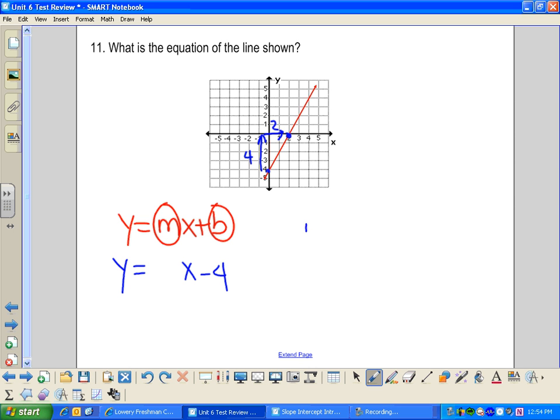So my slope is rise over run, and my rise was 4, and my run was 2. So my slope is 2. So that m value is my slope right there. The equation for the line is y equals 2x minus 4, because I figured out my slope and my y-intercept.